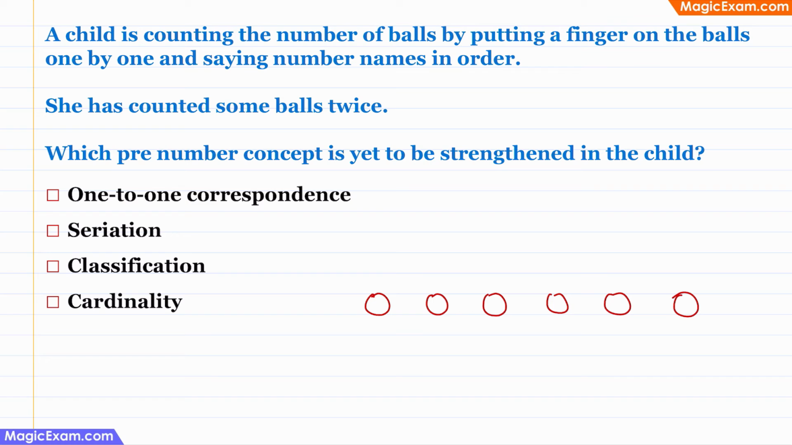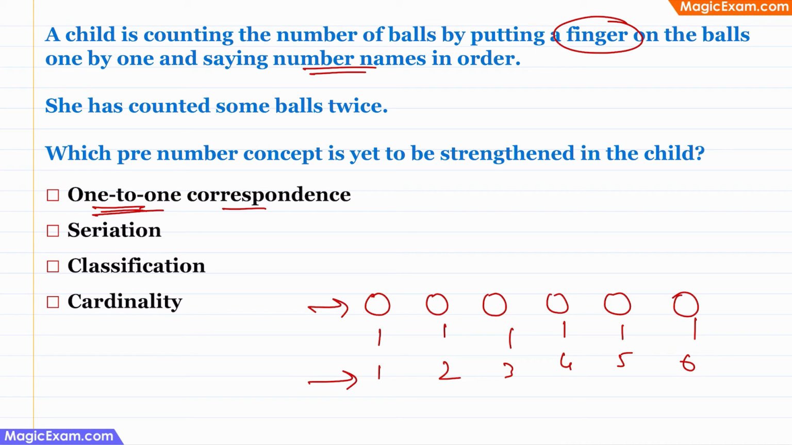A child is counting the number of balls by putting a finger on the balls one by one and saying number names in order. She has counted some balls twice. Which pre-number concept is yet to be strengthened in the child? Very simple question. Here we are talking about one-to-one correspondence, because what the child is doing is putting a finger on the balls and saying the numbers in order. So she has to say one number for each ball. For example, 1, 2, 3, 4, 5, 6. So there is one-to-one correspondence between the object and the number.